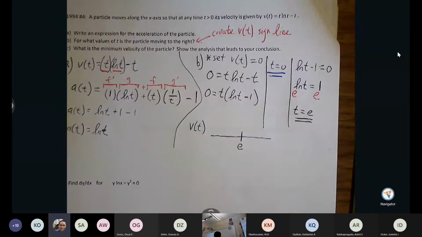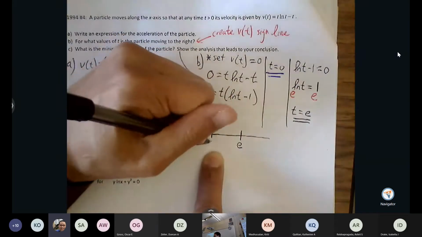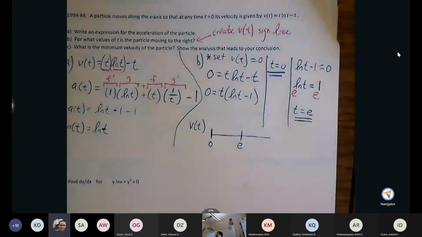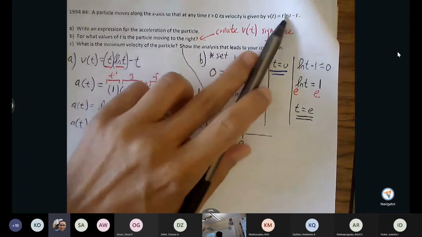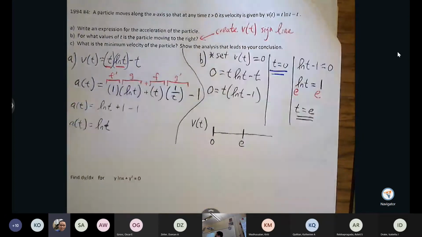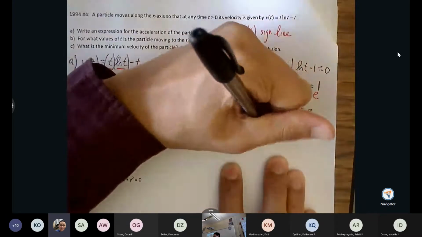What does our domain statement say? It starts like time goes past 0. Good. It starts at 0, right? So we want to make sure you put 0 at the end. There's nothing to the left of 0 because they're telling us t is greater than 0. And also, natural log can't take any negative numbers, so it's going to have to be 0 forward. Good.